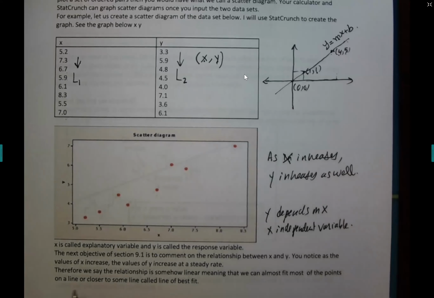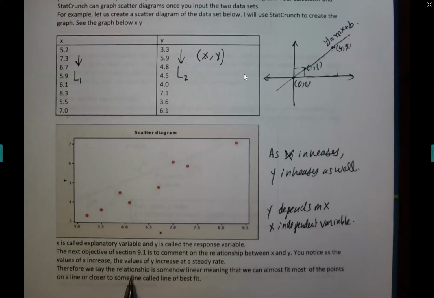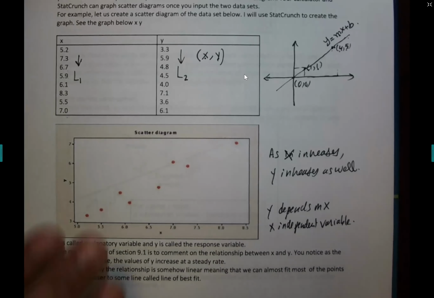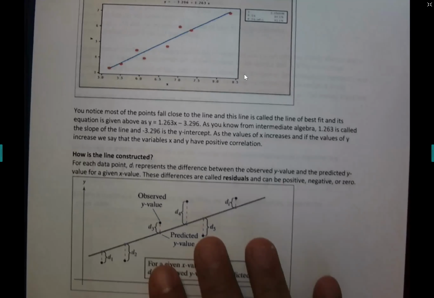You notice as the value of X increases, the value of Y increases at a steady rate. Therefore, we say that the relationship between X and Y is somehow linear, meaning that we can almost fit most of the points on a line or closer to some line called the line of best fit. That's what I just said. Okay. See, it's algebra. We're still doing a little bit of algebra right here.